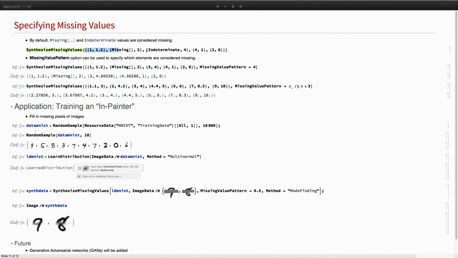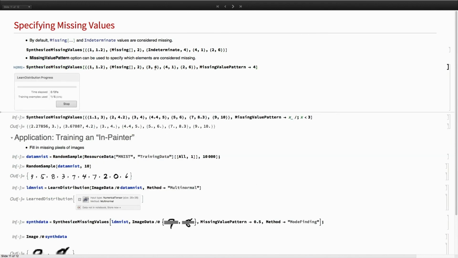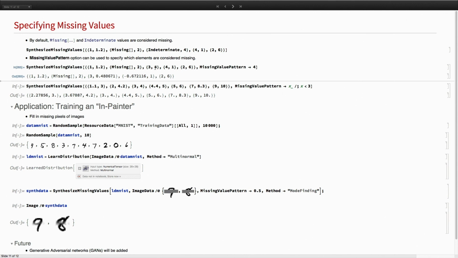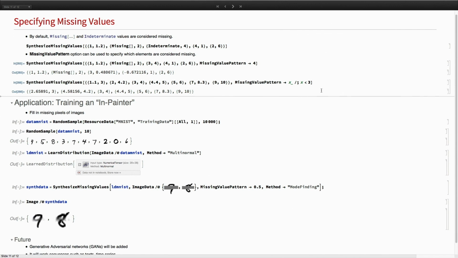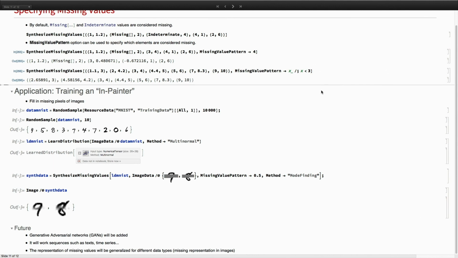By default, when you input your data, synthesize missing value treats missing and indeterminate as missing, and it will replace them. But you can change that behavior. There's the option missing value pattern. For example, you can say treat 4 as missing here, and replace and synthesize for that missing pattern. Or you can have other functions, say, less than 3 should be treated as missing.